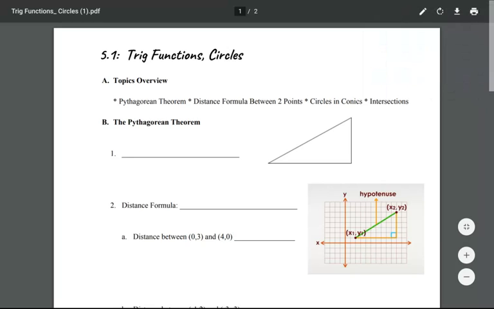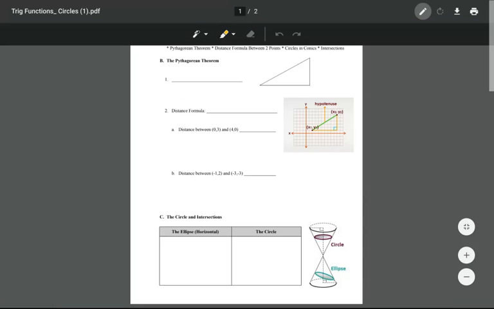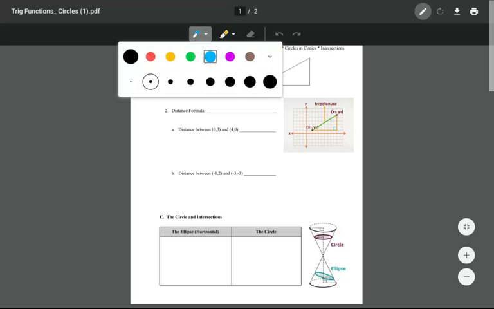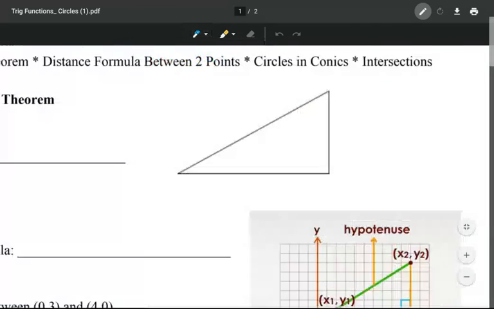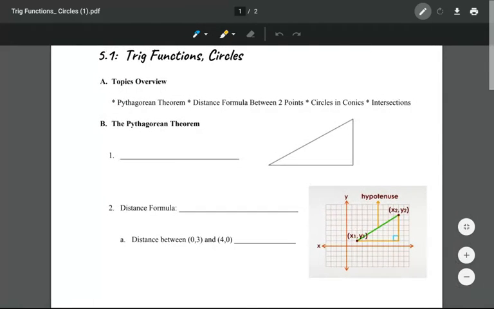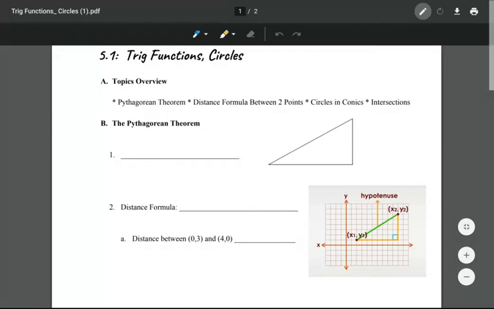I've got a right triangle here, and the right triangle has a 90-degree corner. So let me go ahead and grab a pen here, and then we'll go ahead and label that corner. I want this to be just a little bit bigger. There we go. So I'm going to label that 90-degree corner. Here it is. So this is 90 degrees, or a square corner.